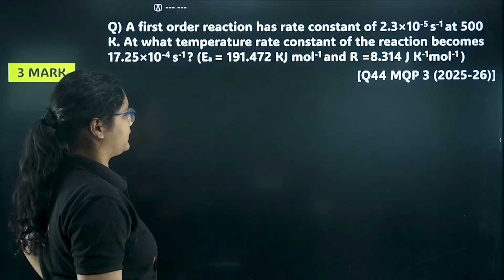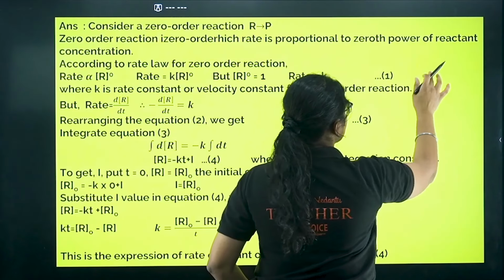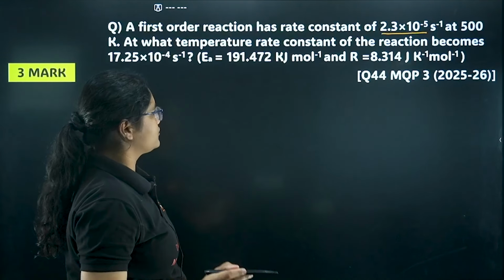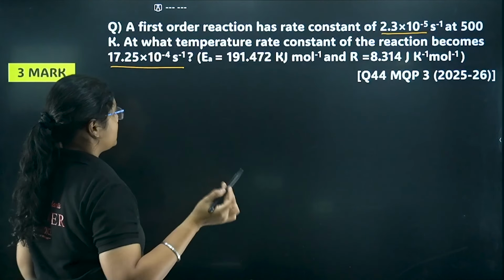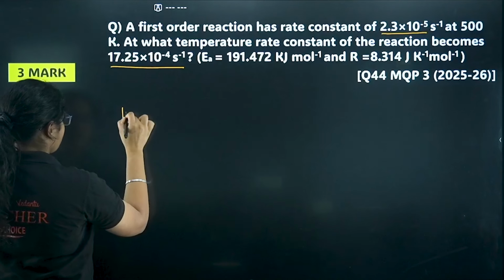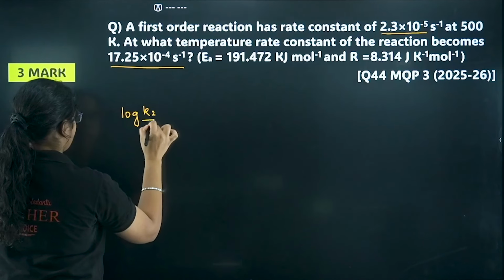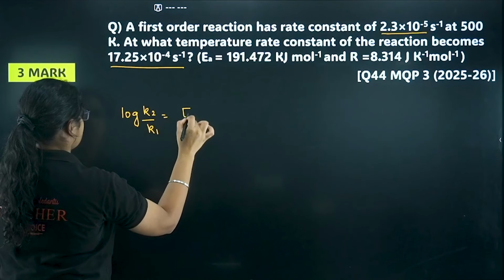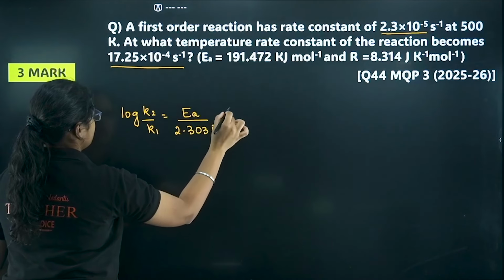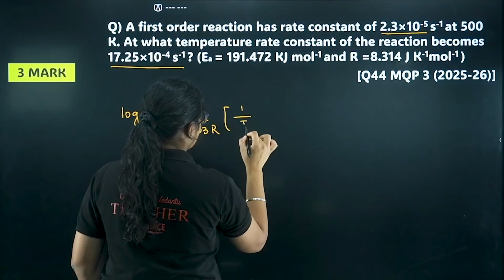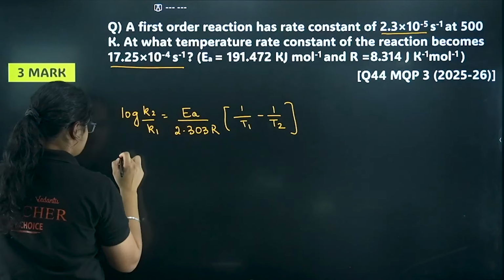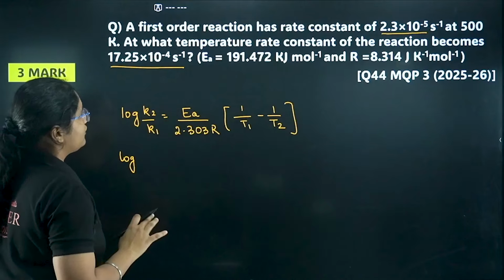First order reaction has a rate constant of this much at 500 Kelvin. At what temperature does the rate constant of the reaction become this much? EA value is given to us and R value is given. So we have to use the same formula: log K2 by K1 is equal to EA by 2.303 R into 1 by T1 minus 1 by T2. Right, just substitute here. So what is the value of log K2?